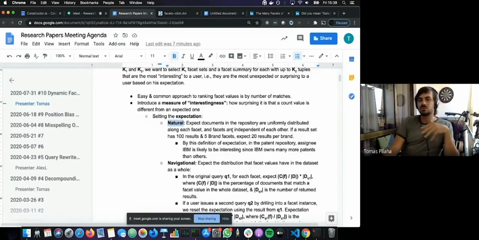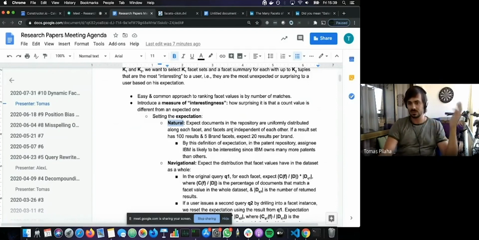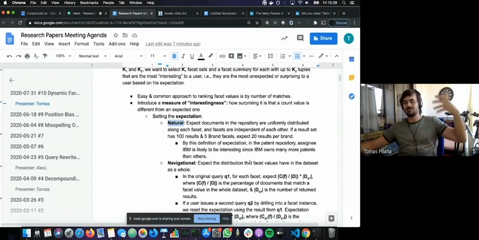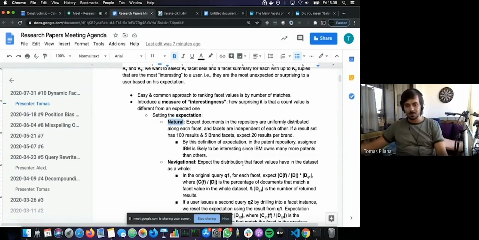Just to see what would be interesting by this definition, if you search in a patent repository where IBM, for example, owns a very large percentage of patents, if you search for something in the patent repository, IBM is likely to be interesting in most searches because IBM owns more patents than others. IBM would still come up in all searches as having more than average. So they would probably be the most interesting one in all searches.